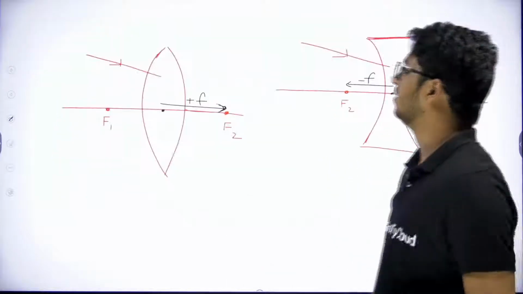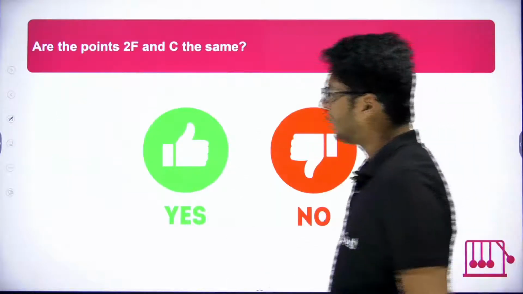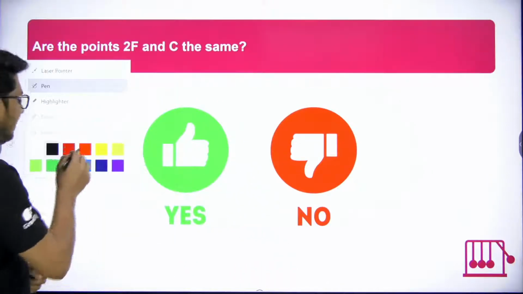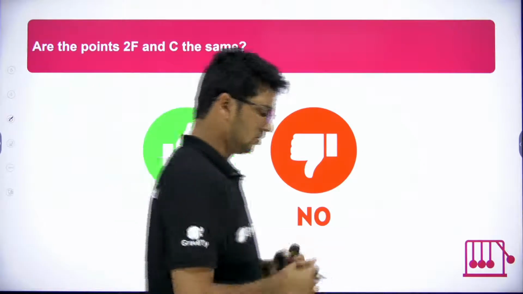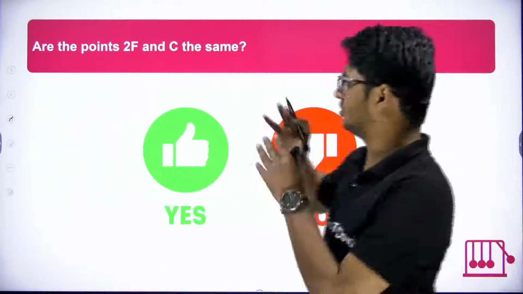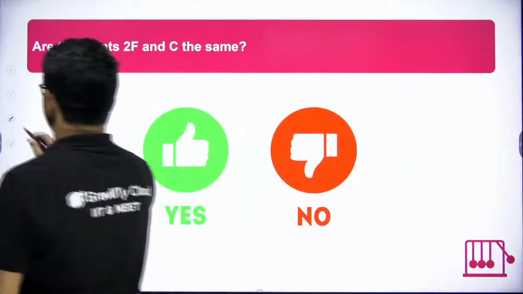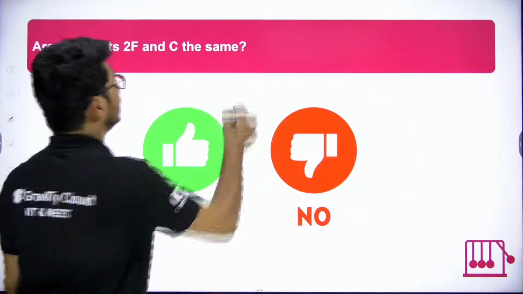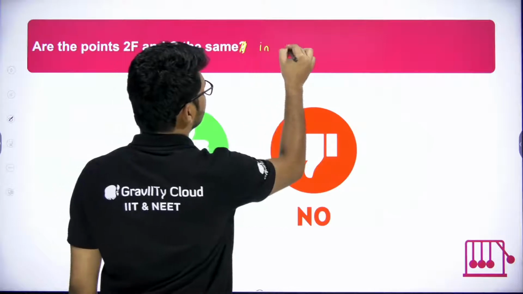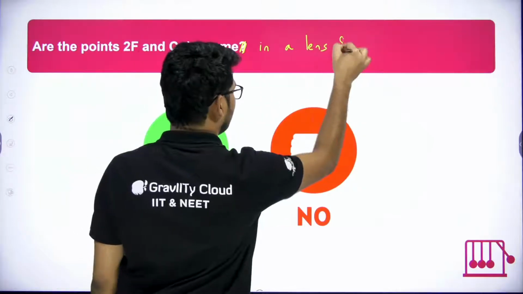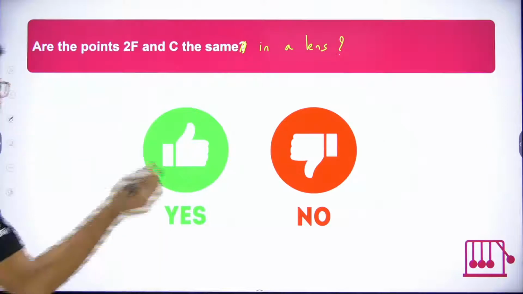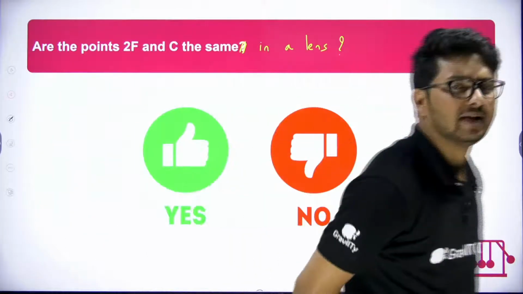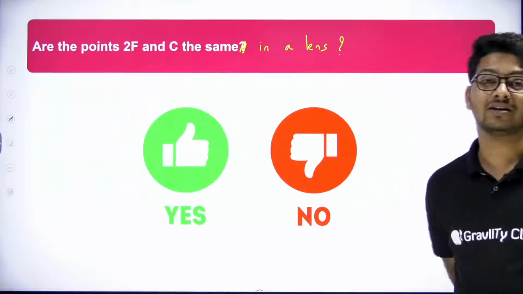Okay, good. Next. Are the points 2F and C the same? Yes or no? Again, a simple, straightforward question. It should have been mentioned that are the points 2F and C the same in a lens. Obviously, the questions that we are discussing are of a lens, so it should be obvious, but still. So in a lens, are they the same? What do you think?